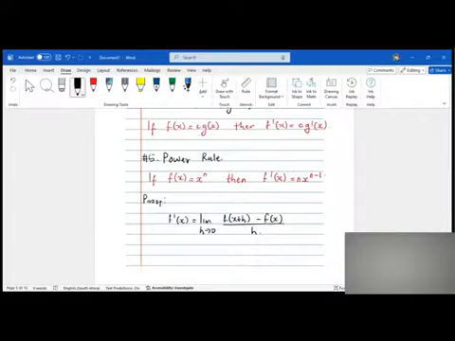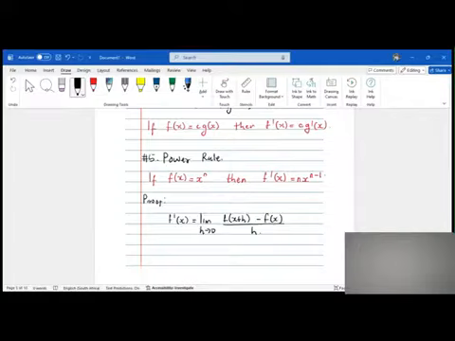Okay, so we are going to do the very same thing, and look for f at x plus h. Okay, so let's look into that. Okay, so let's have fun. So let's start.